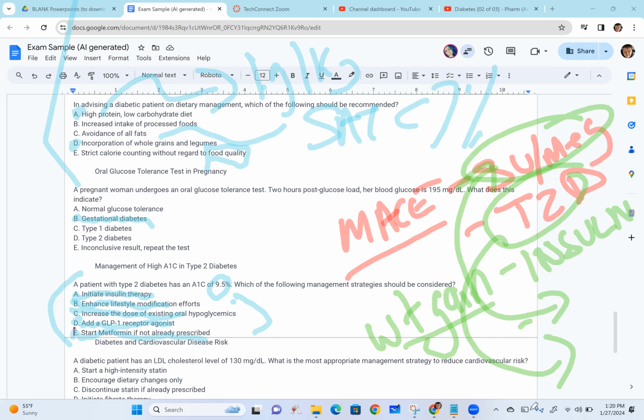So what are some weight loss drugs out there? Ozempic counts because it's one of our antidiabetics, right? But we can't just go by brand names. So what are they?